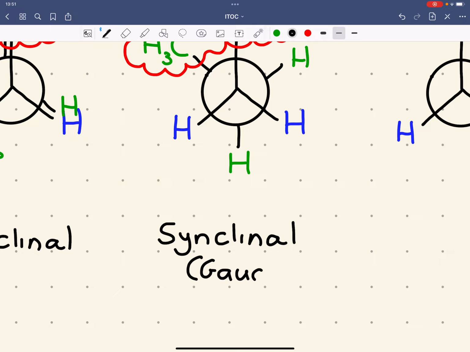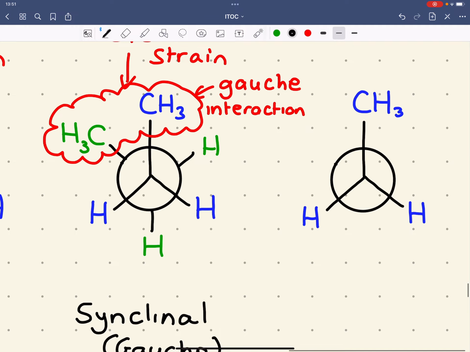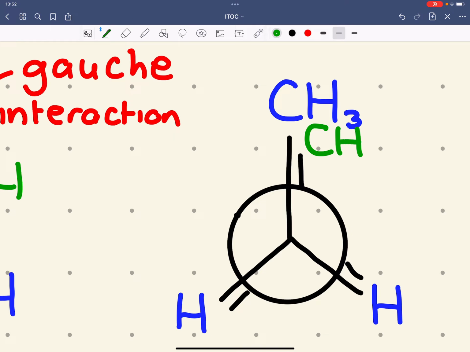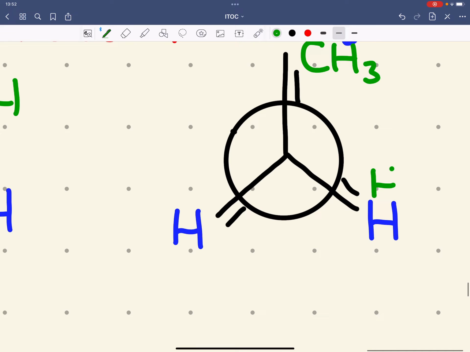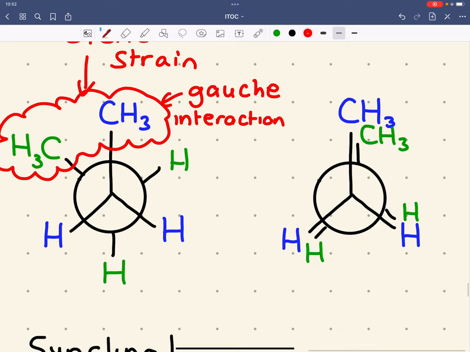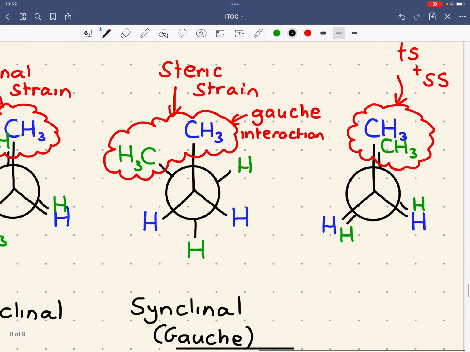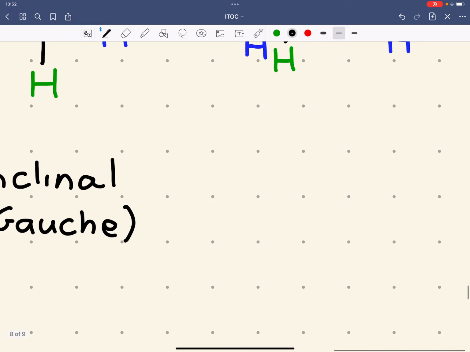With our gauche interaction, we can rotate this another 60 degrees. And that would give us the following conformation. It's going to be another eclipsed one, where the green CH3 group is behind the blue one. And this here will introduce steric and torsional strain. So we've got torsional strain and steric strain. And this here is called a syn-periplanar conformation.